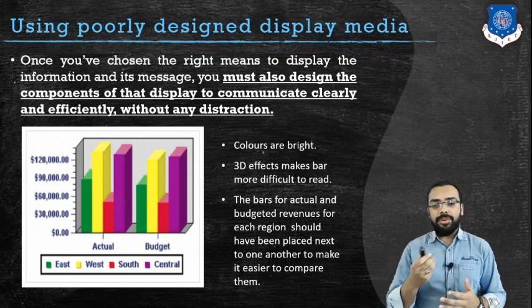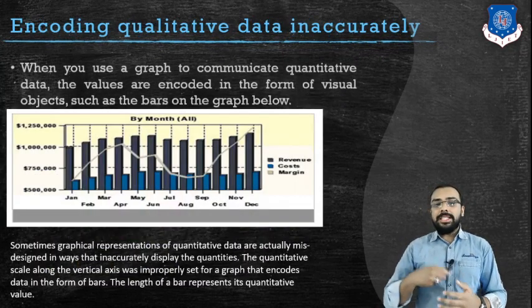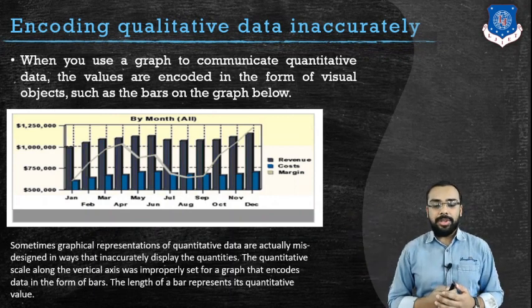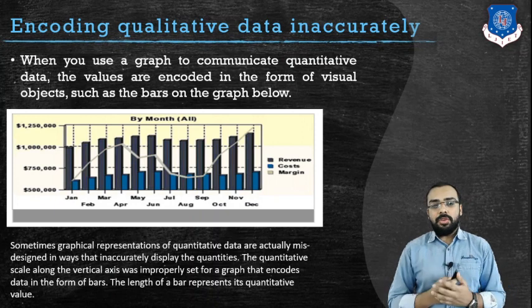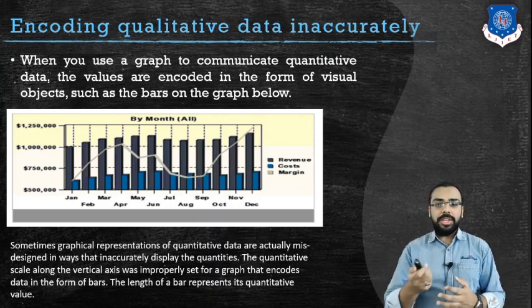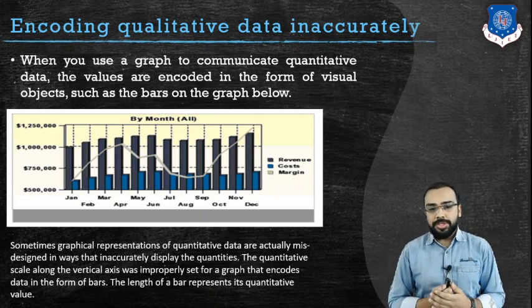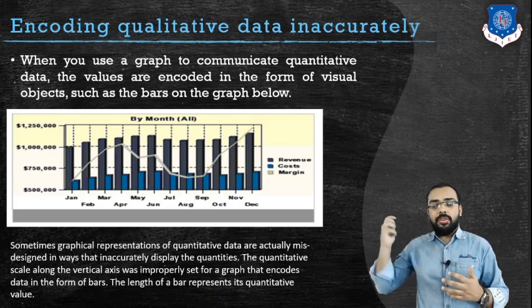The next issue is encoding quantitative data inaccurately. Sometimes, when we are using a graph to communicate quantitative data, the values are encoded in the form of objects. So consider the following graph.